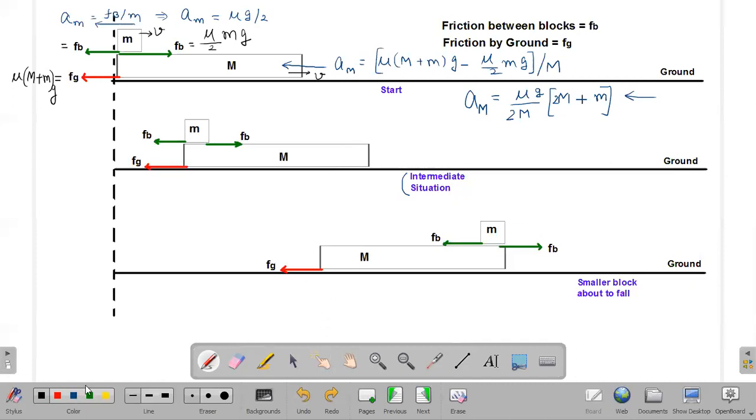Notice that the upper block will separate at the time when the lower block is about to fall. I denote the total displacement from the initial point. The total displacement done by the upper block is S of small m, and the total displacement done by the lower block from the starting point is S of capital M.